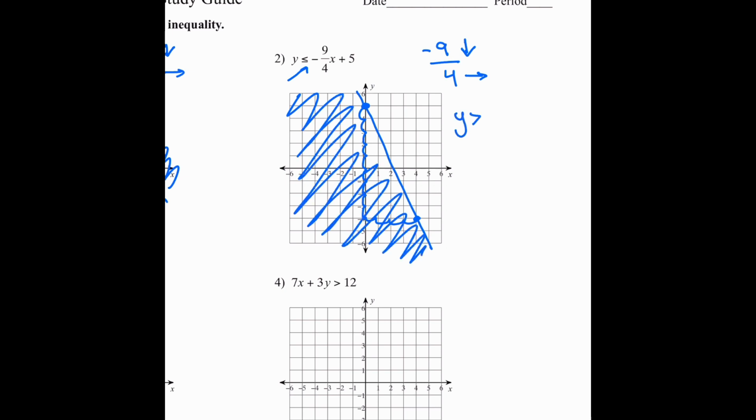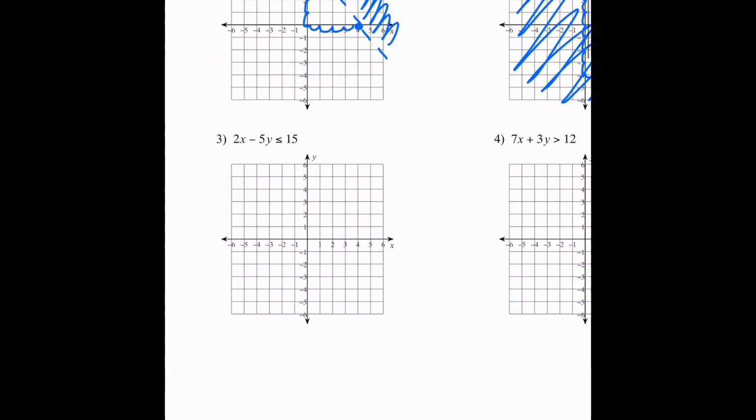So if your sign is facing towards the y, shade above. And if your sign is facing away from y, shade below the line. Or you can plug in the point 0, 0 and test if 0, 0 is a solution. Let's move on to number 3.